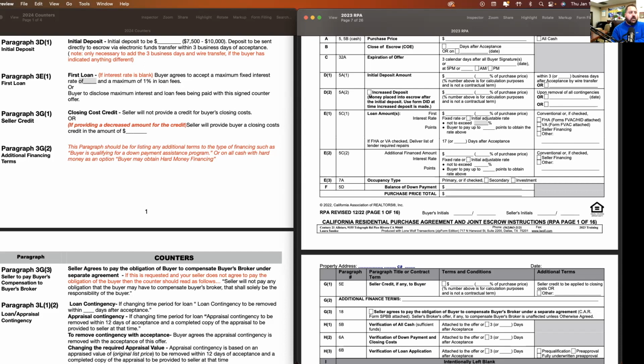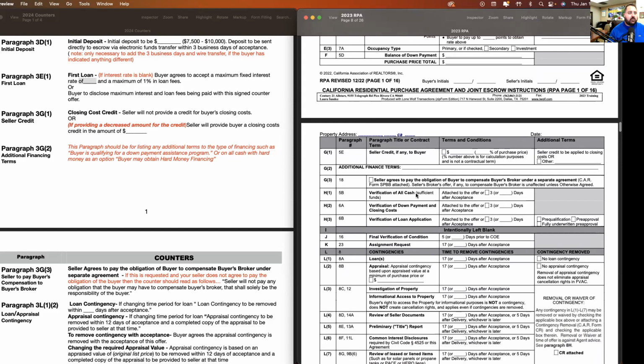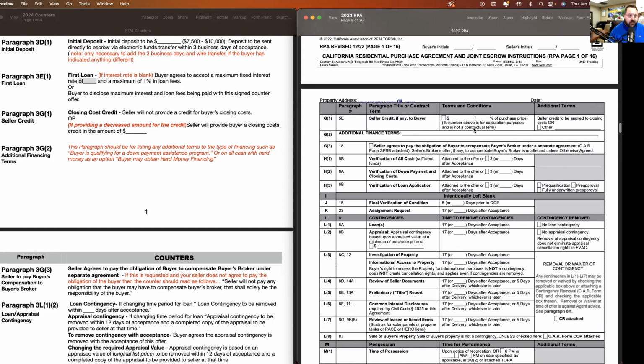Moving on. So paragraph 3G1 is the closing cost credit, right? That's where the closing cost credit should be. The only thing you're really going to counter on that is if you're not going to pay any closing costs or a reduced amount of closing costs. That's it. Or if maybe you're giving them the credit as part of an incentive, like they didn't ask for it, but you're going to give it to them. I don't know why you would do that in this market, but maybe that's why you're doing it. But the counter is very straightforward.